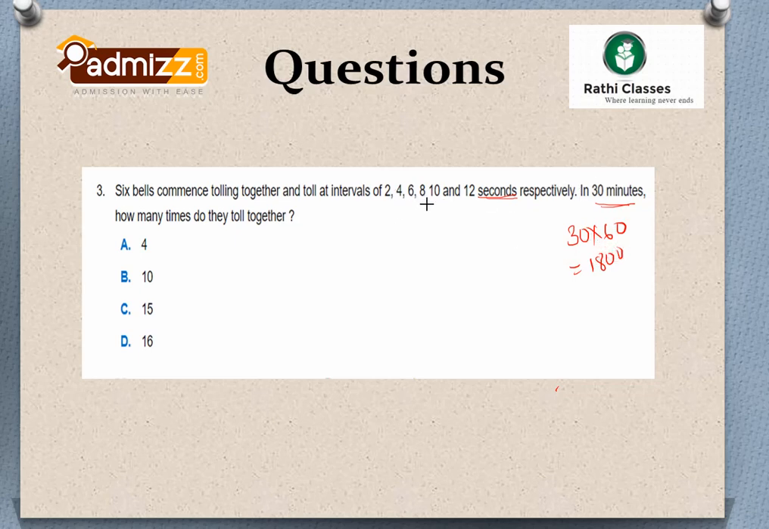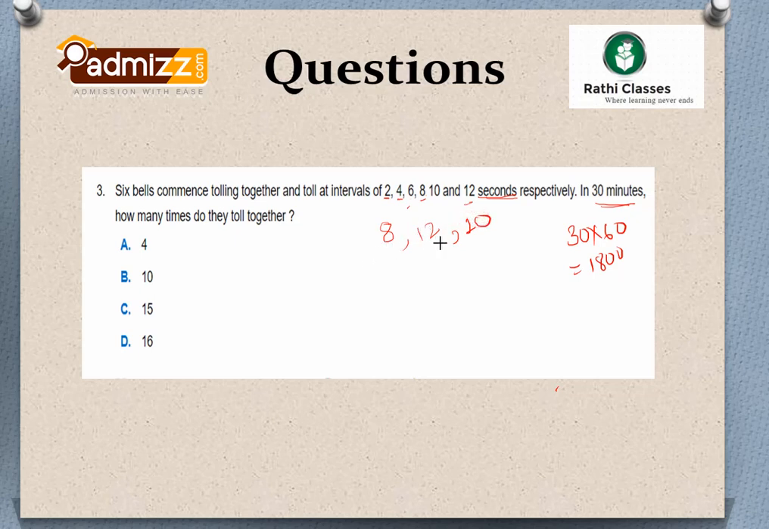Now 2, 4, 6, 8, 10, 12. You need to observe very carefully how I am going to take the LCM. See, it is 2, 4, 6, 8, 10, 12. First I will take 2, 4, 8. So 4 is 2 square, 8 is 2 cube. So the LCM of 2, 4, 8 is 8. 6 and 12, 12 is 6 into 2, so the LCM of 6 and 12 will be 12, and then I will be left with 10, right?